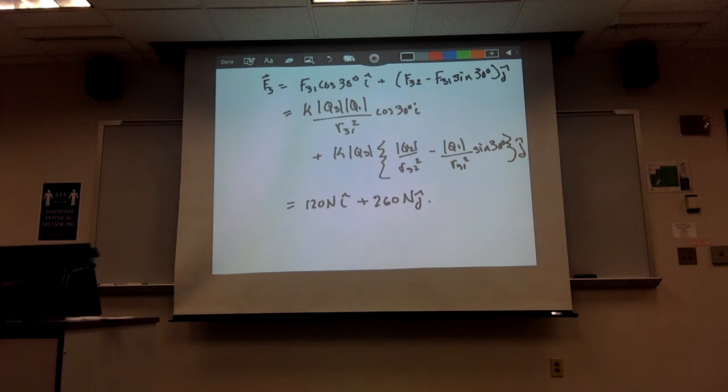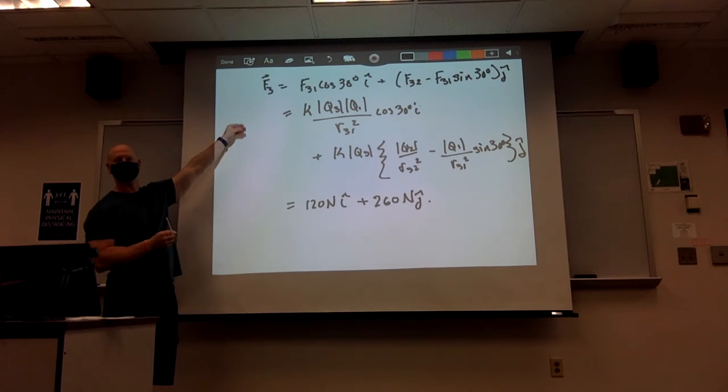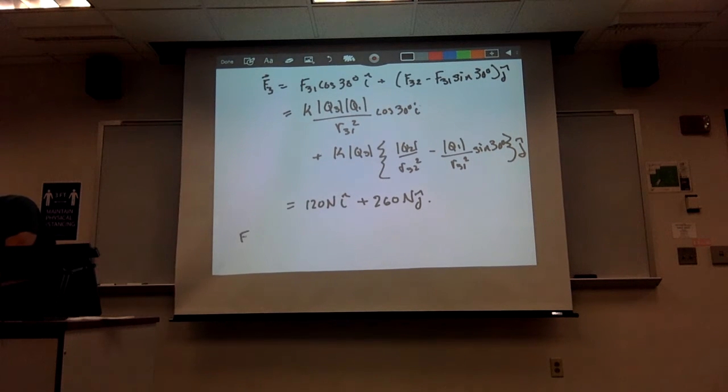Now again, from here, if I wanted to, instead of writing it in unit vector notation, put this into a magnitude and angle, I can do that from here. I can simply say that F3 magnitude is equal to the square root of the x portion squared plus the y portion squared. If I did that, I would plug in my numbers and I find that this works out to be 290 newtons. That's the magnitude of the vector.